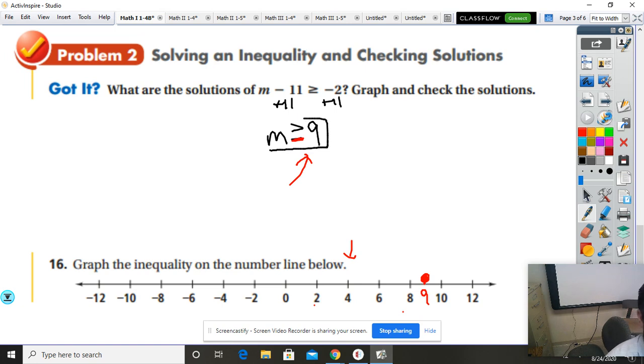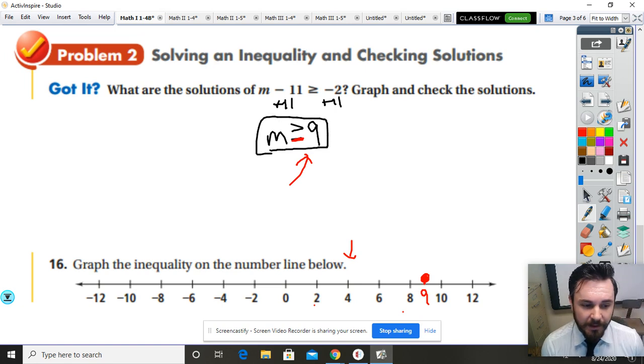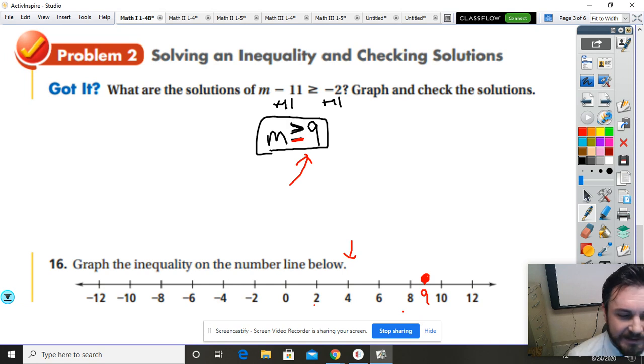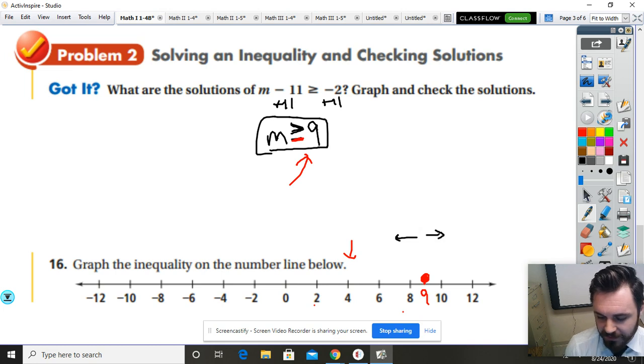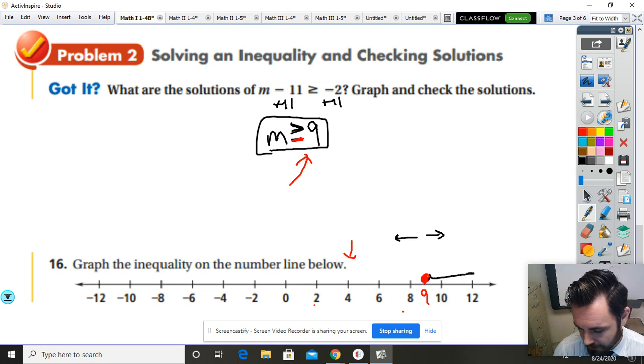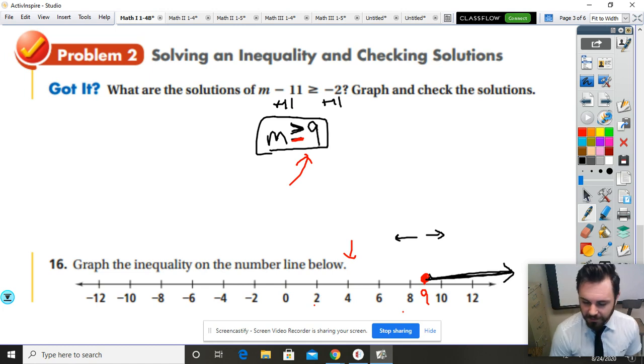And what is m in relationship to 9? Remember, the inequality eats the larger. So m is all these numbers that are larger than 9. All numbers greater than or equal to 9. How would I indicate that? Which way would my arrow go? Am I going to go this way or am I going to go this way? Which way indicates greater than 9? That would be everything to the right of 9.